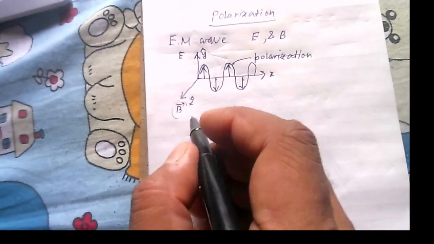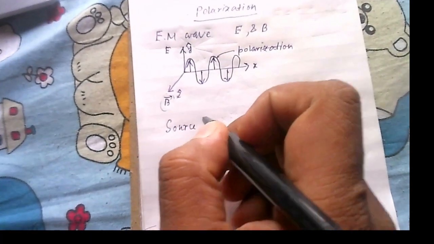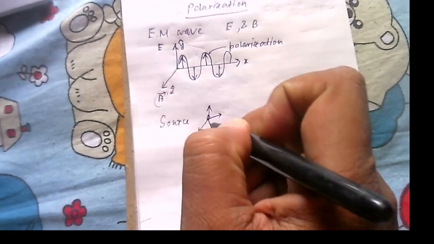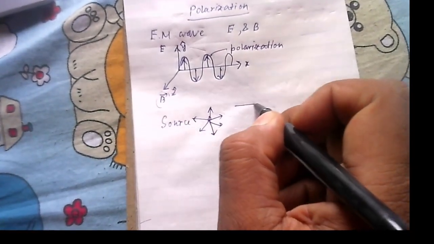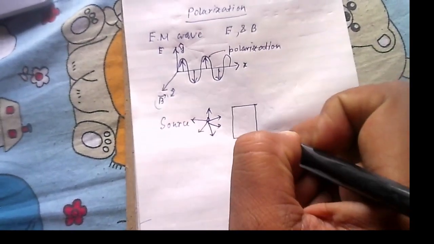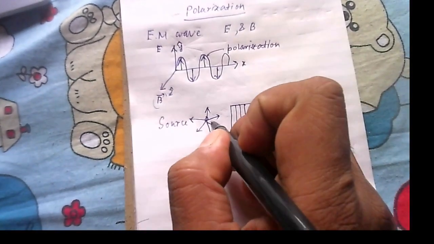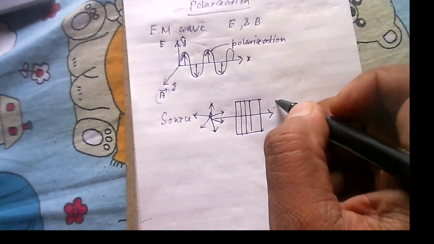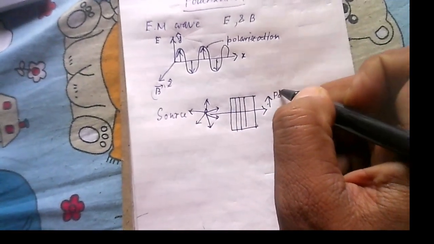So, if you have unpolarized light, say a source of light, it emits light whose electric field actually vibrates in all directions. Now, if you put a polarizer here, a plane polarizer, it transmits only a particular polarization. So the light gets polarized, plane polarized.